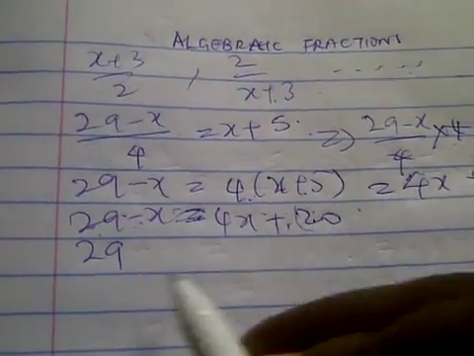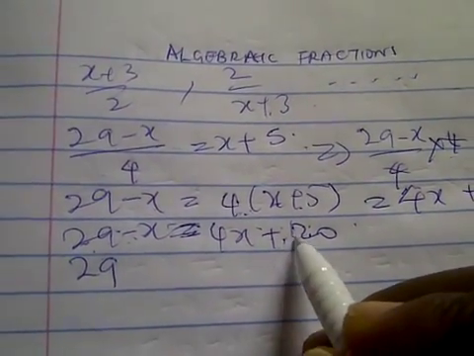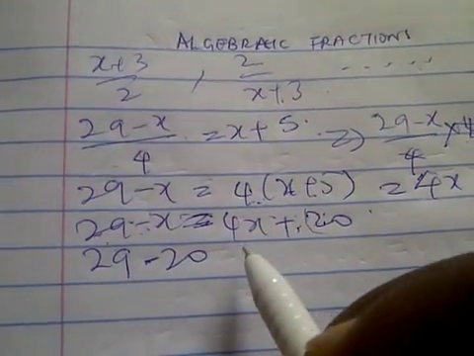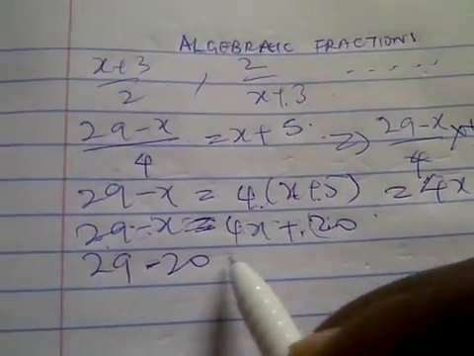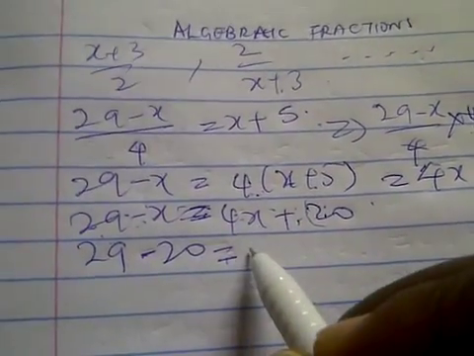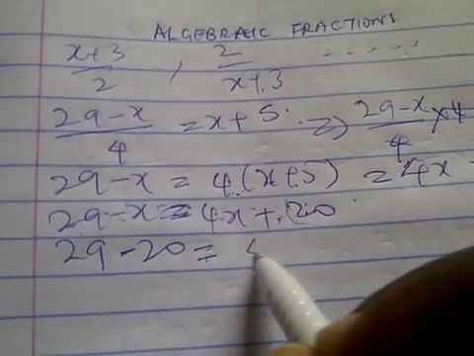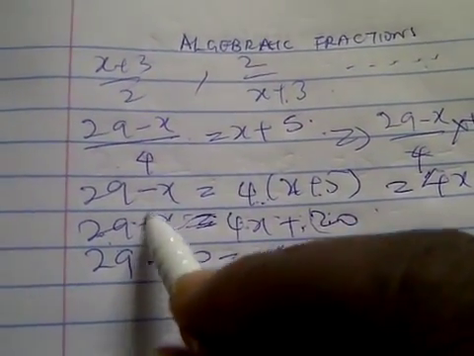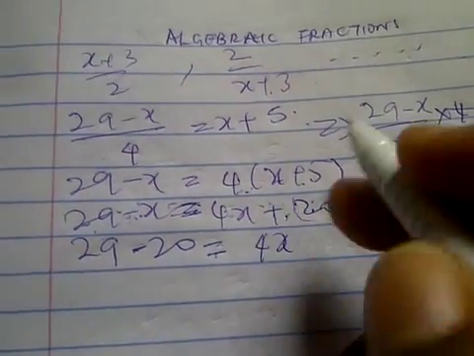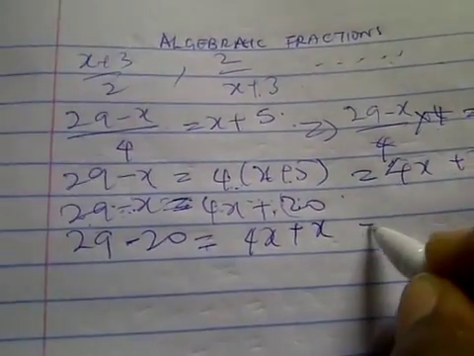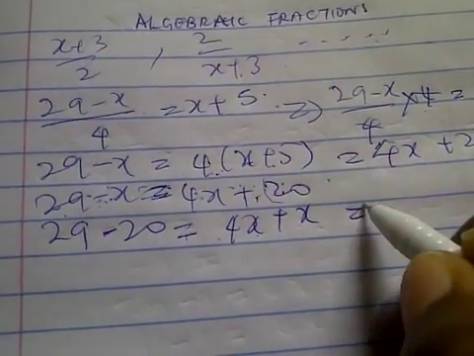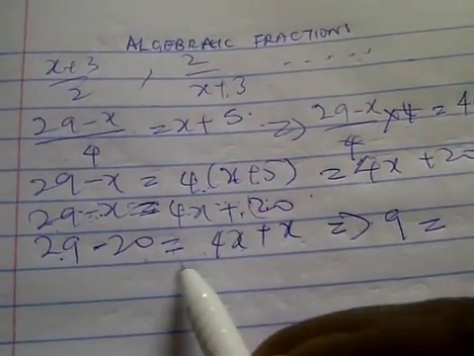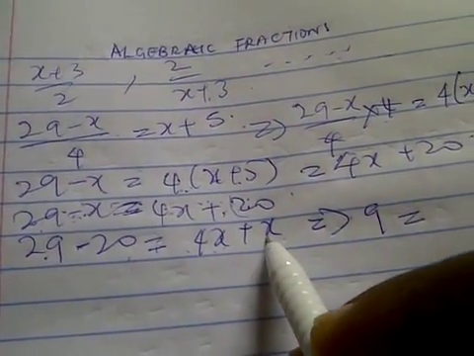Now, for 29 plus 20, when it goes over to this side, it becomes minus 20. Now, this one remains here. Bring down an equal to sign. This one remains here because it has an x value, 4x. Now minus x has a negative sign, so when we take it over to this side, it becomes positive x. Now this is going to give us 29 minus 20 is 9, equals 4x plus x is 5x.